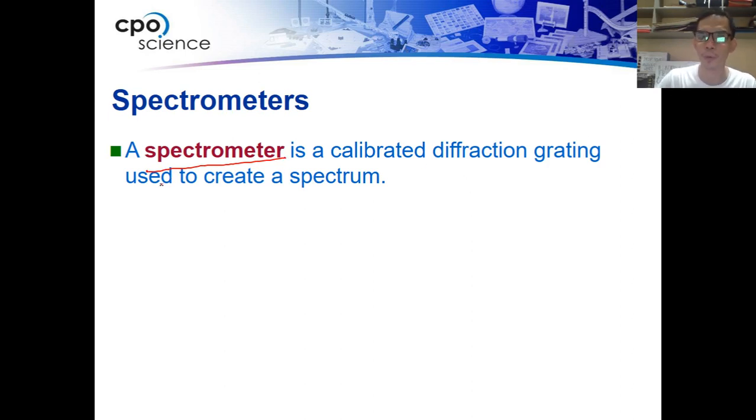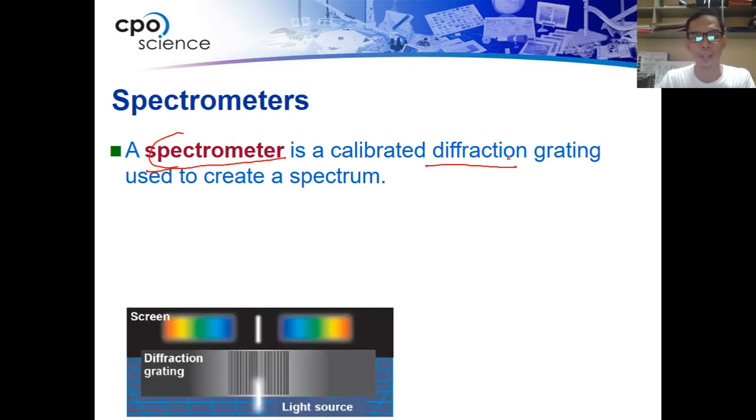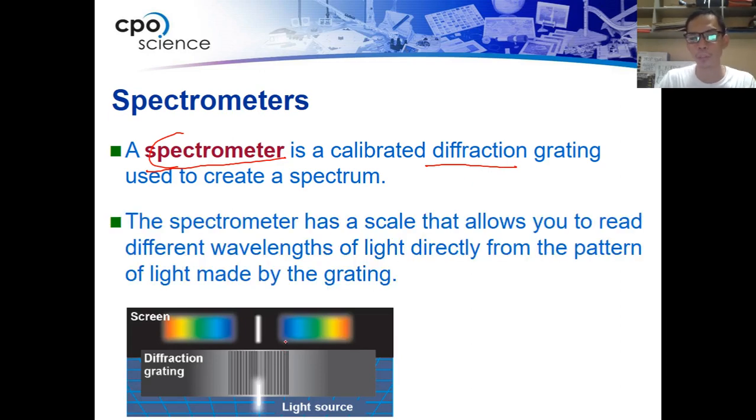From the word itself, a spectrometer can create some sort of a spectrum out of a single light. And how do you create a spectrum? Again, by the use of diffraction. Next. If you want to analyze a certain color of light, for example white light here, as it passes through certain openings that we have right here, it will diffract.